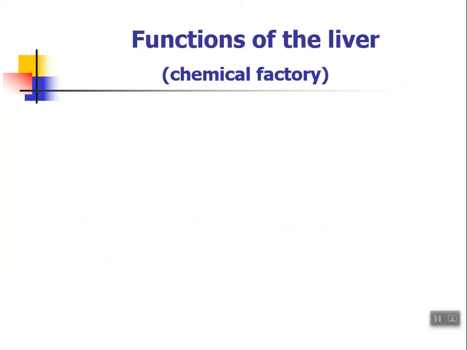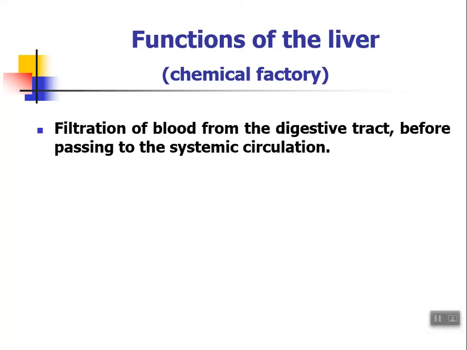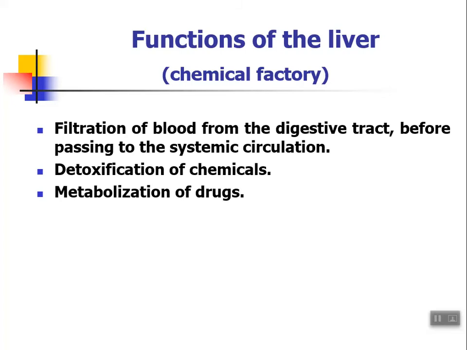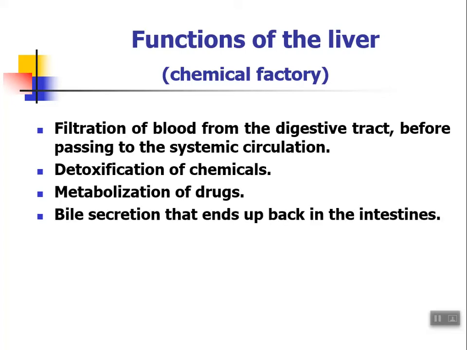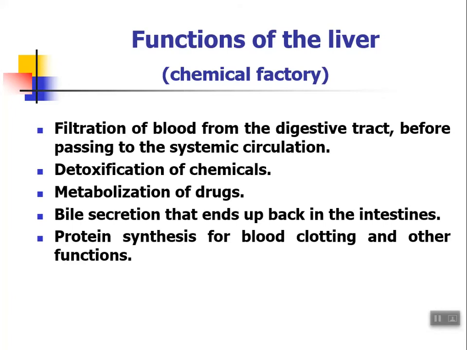The liver is a chemical factory. Filtration of blood from the digestive tract before passing to the systemic circulation, detoxification of chemicals, metabolization of drugs, bile secretion, protein synthesis, and lastly, the healthy liver can regenerate itself.